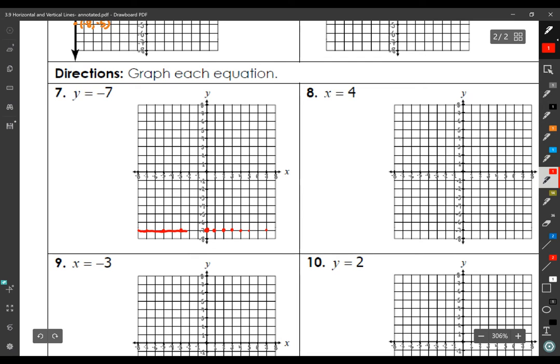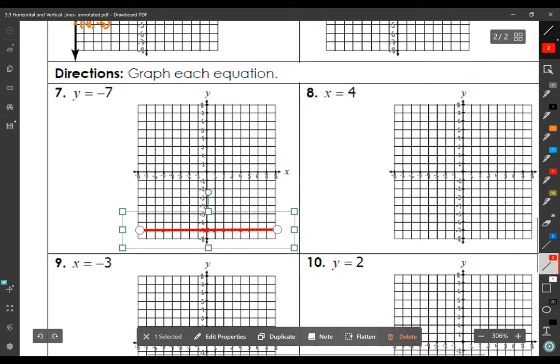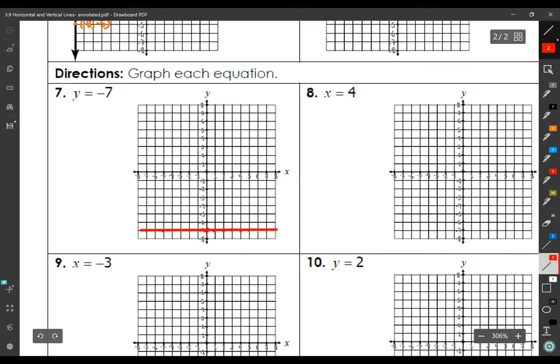So I know that my line is going to cover every single point. Oops, sorry, I'd rather use a straight line. So my line is going to cover every single point that has a y value equal to -7. For example, that is 4, comma -7. This is 0, comma -7. This is -5, comma -7. Every single y value is -7.